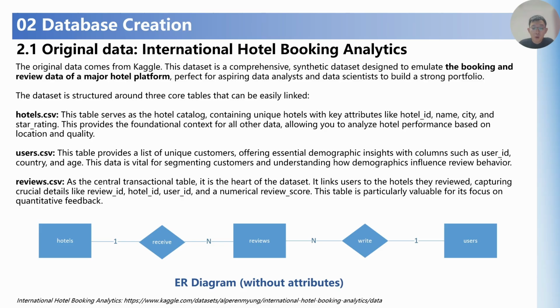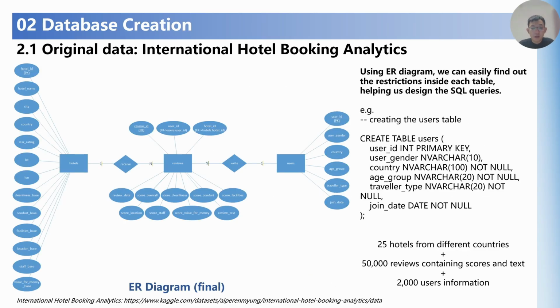And we can see the diagram without attributes to know the relationship between each other. So finally, we can get the final ER diagram. Using the ER diagram, we can easily find out the restrictions inside each table, helping us design the SQL queries, like the primary key, the foreign key, and the unique ones.